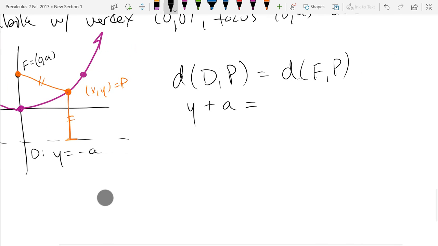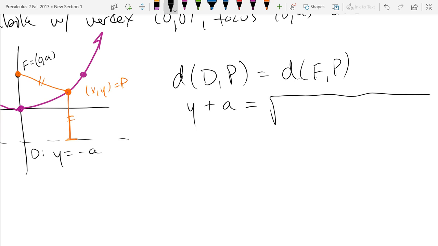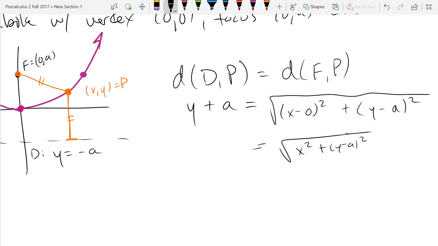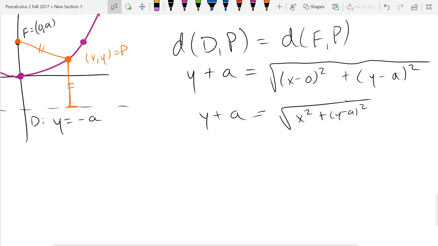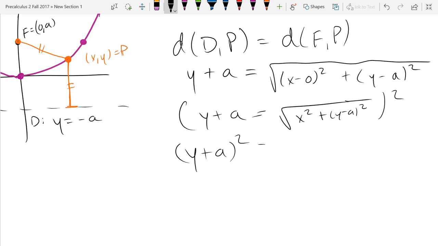Now this other distance, we have to use the square root, the distance formula. So it's going to be, subtract the x's. So we got the square root of x minus 0 squared plus y minus a squared. So it's x squared plus y minus a squared. And same thing we did before, we're going to square both sides, and that'll eliminate our square root. So that gives us y plus a squared equals x squared plus y minus a squared.